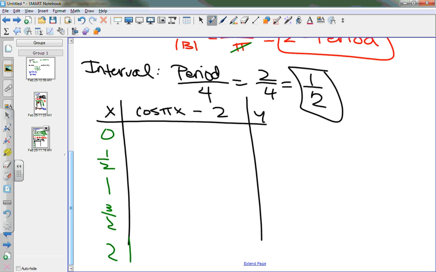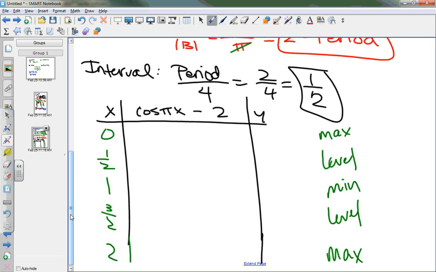Okay? Now, what did we say this thing was going to look like? Max, level, min, level, max. That's what we said it was going to look like. So how do I confirm this? I plug in the first ones here. Cosine of pi times 0 minus 2. That means I'm doing the cosine at 0.